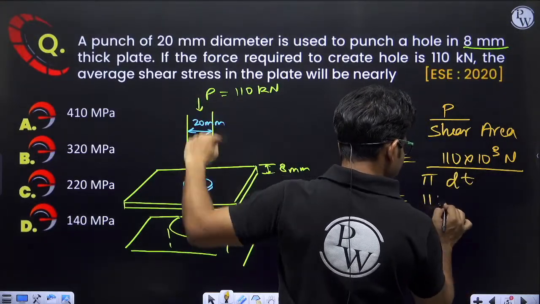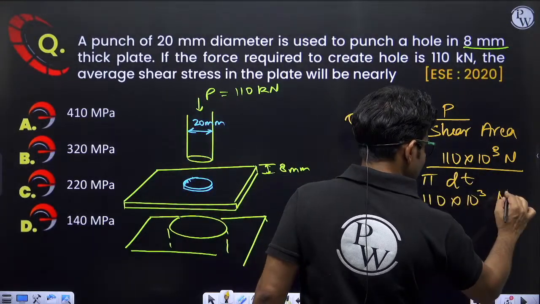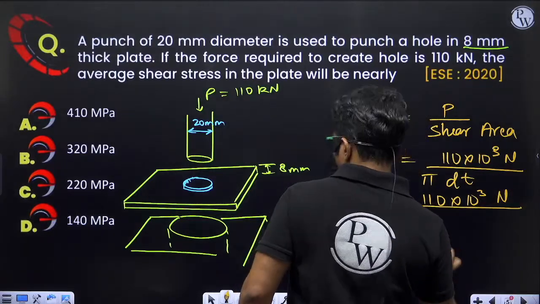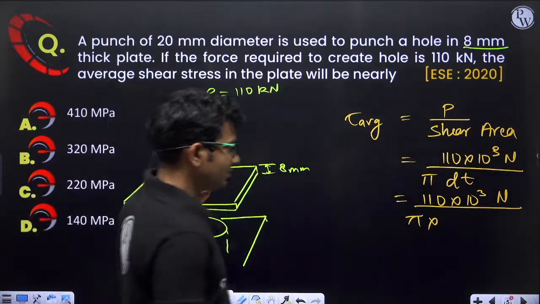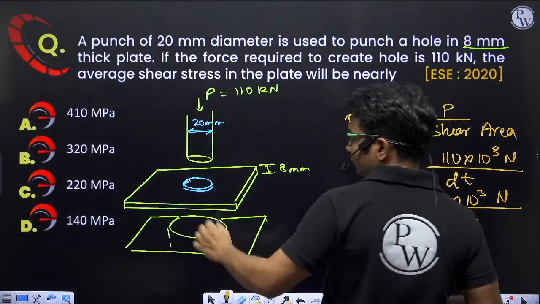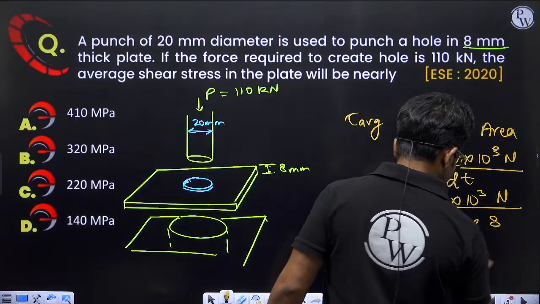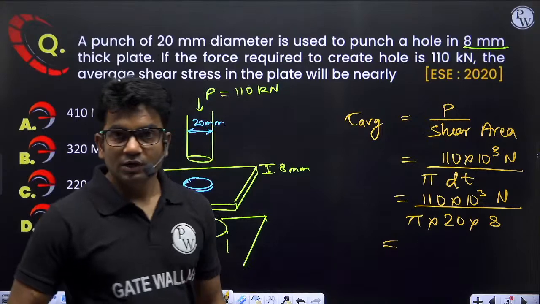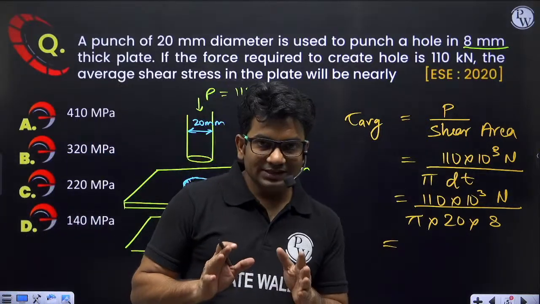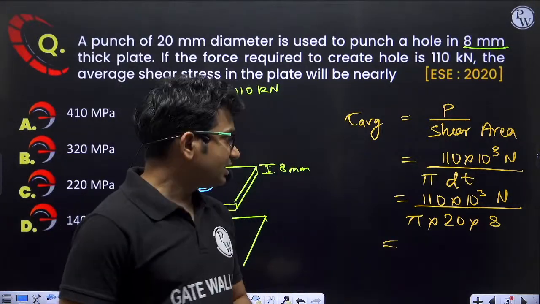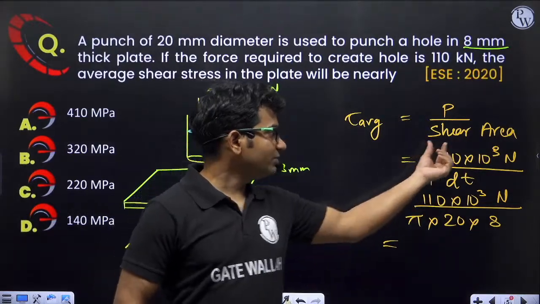So 110 into 10 to the power 3 Newton divided by pi. What is the diameter? Diameter is 20 mm, into thickness of this plate, 8 mm. So this is the area. This question is very easy. The only thing that you need to understand is what will be the shear area.